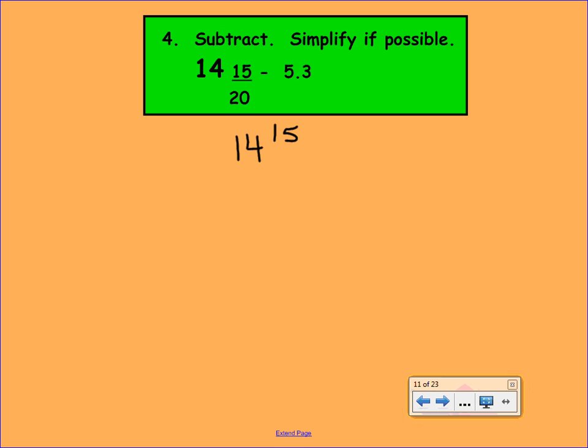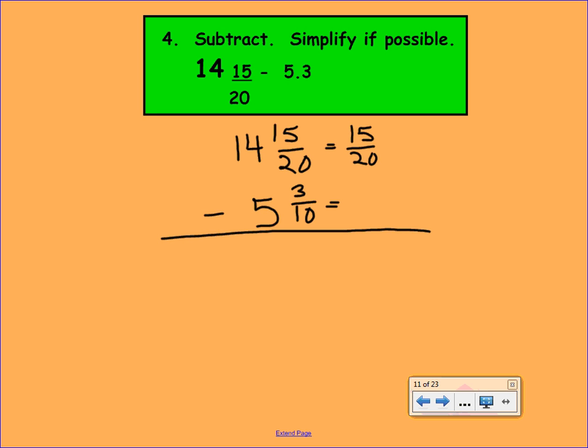Okay, welcome back. I'm going to write both of those as fractions, and so 5 and 3/10 would be written like this. Using my long equal bar, I will see that my common denominator would be 20, and so 3/10 would be 6/20, and when I subtract, I would get 9/20, and 14 minus 5 is also 9, so my final answer would be 9 and 9/20.